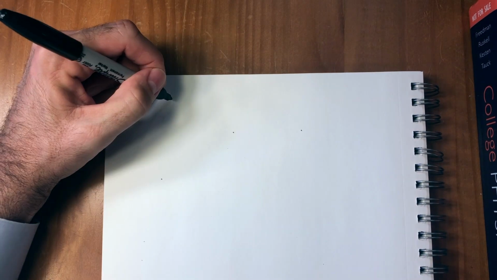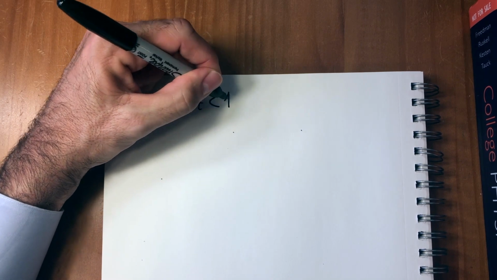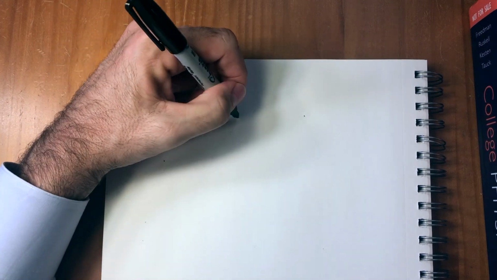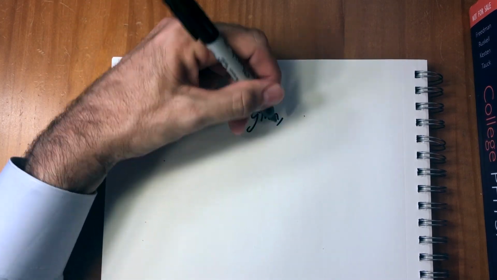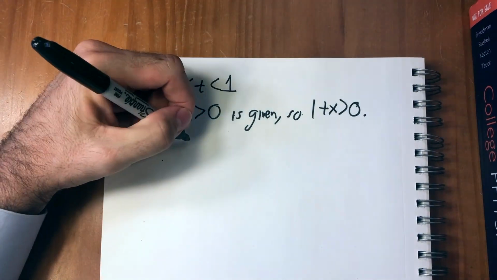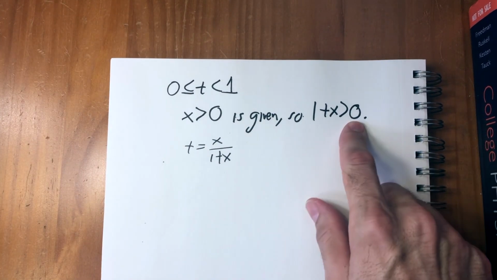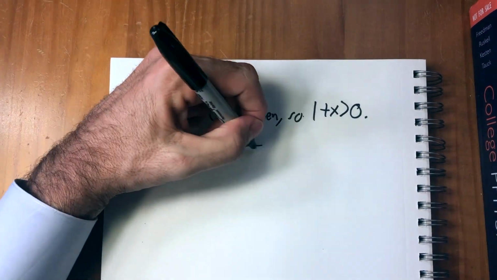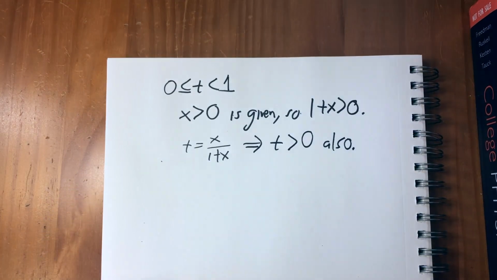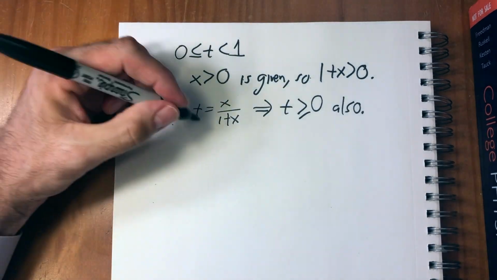Okay, so first we're going to show that 0 is less than or equal to t is less than 1. Now, that x is positive is given. So 1 plus x is greater than 0 as well. And that means, remember, that t equals x over 1 plus x. So if 1 plus x is positive and x is positive, then t has to be also. T has to be greater than 0 too, or equal.